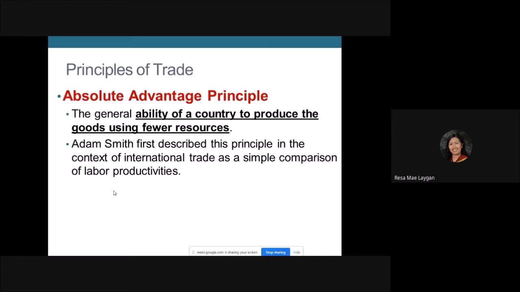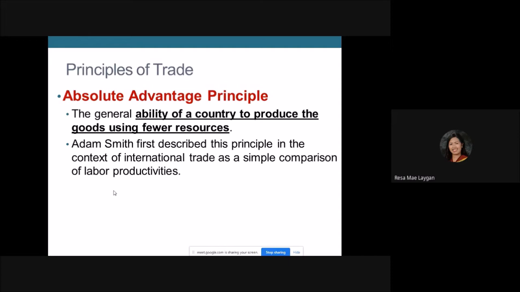So from the benefits of trade, let's proceed with the principles of trade. Number one is the absolute advantage principle. So this is the general ability of a country to produce goods using fewer resources, like limited resources. So meaning you minimize the cost of the resources, and you achieve here efficiency, like maximizing the output while minimizing the resources. So Adam Smith was the one who first described the principle of absolute advantage in the context of international trade as a simple comparison of labor productivities.